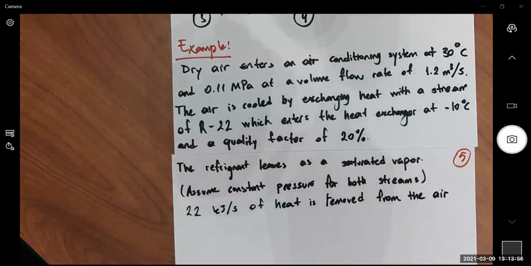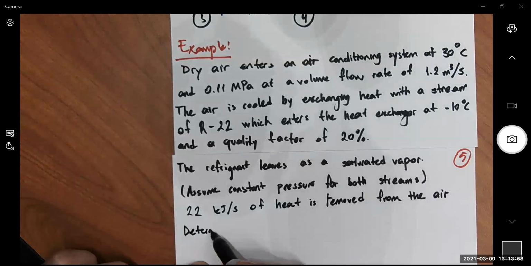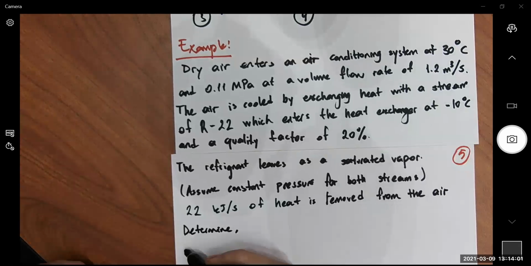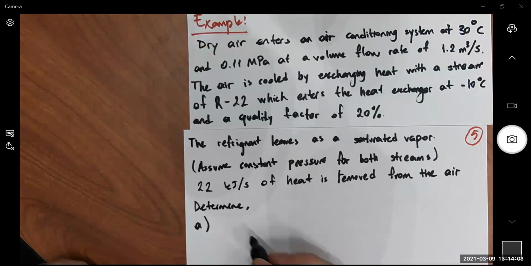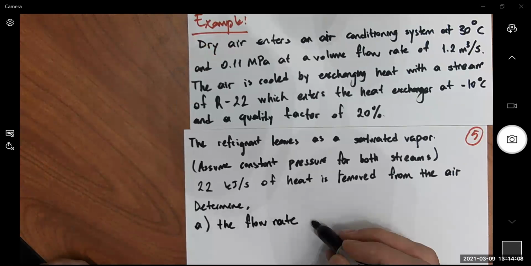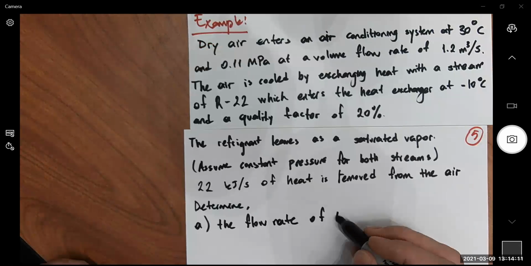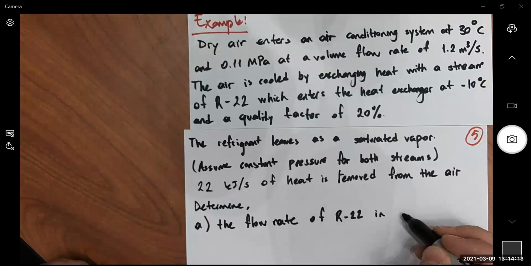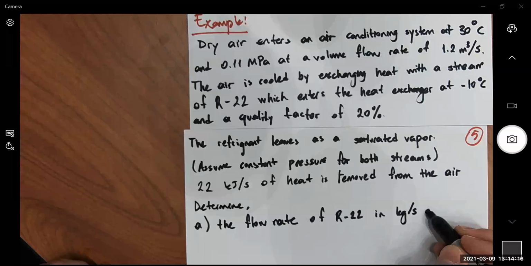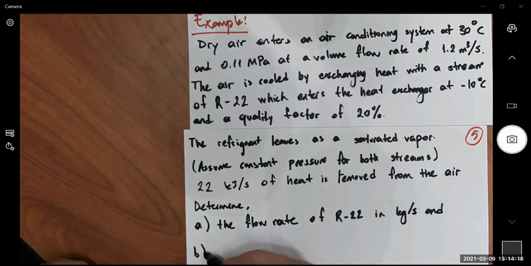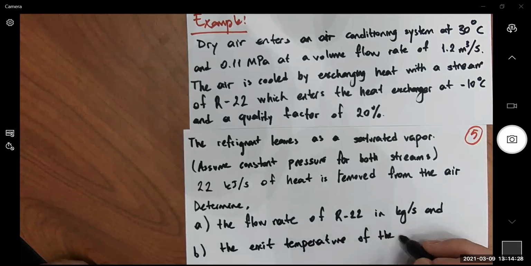Determine A, the flow rate of refrigerant 22 in kilogram per second, and B, the exit temperature of the air in degrees Celsius.